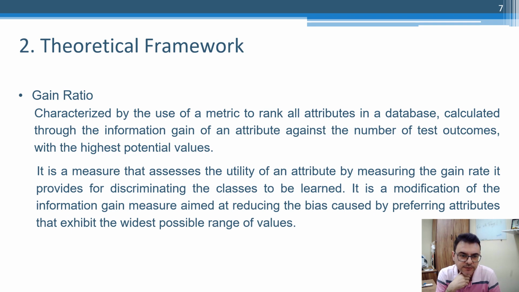The first filter is gain ratio, characterized by the use of a metric to rank all attributes in a database, calculated through the information gain of an attribute against the number of test outcomes with the highest potential values. It is a measure that assesses the utility of an attribute by measuring the gain rate it provides for discriminating the class to be learned. It is a modification of the information gain measure aimed at reducing the bias caused by preferring attributes that exhibit the highest possible range of values.